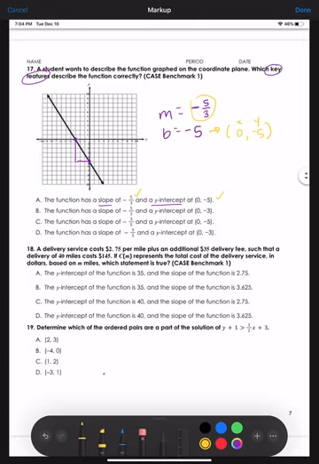But I'm going to quick read through the rest. This slope is right, but this intercept is wrong. This slope is wrong, the intercept is right, the slope is wrong, and the intercept is wrong. So A is the best answer here.